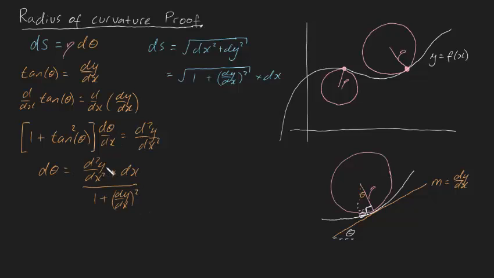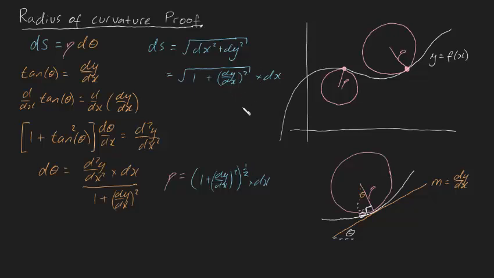Okay, so I'm going to plug this into here. Let's do this step by step. Rho now is going to be equal to ds divided by d theta, so it's going to be equal to this, which can be written as 1 plus dy dx squared all to the power of a half times by dx. You might be seeing why I'm writing this as the power of a half shortly.